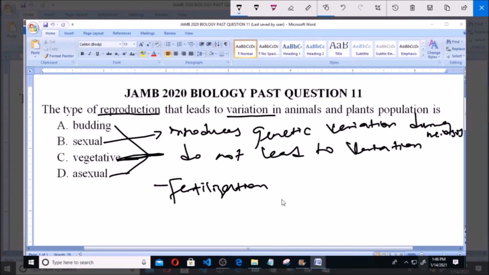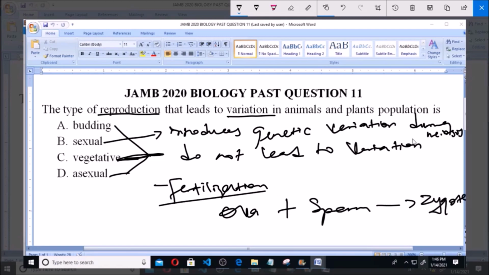That's what I said. So when the gametes from the mother, the egg, which is the ova, and the sperm from the father meet, they form an entirely new individual. We call that the zygote. Now this occurs during fertilization, and then crossing over, which also brings about genetic variation, occurs during meiosis. These things are components of sexual reproduction and that leads to variation. So option B is the correct answer to the question.